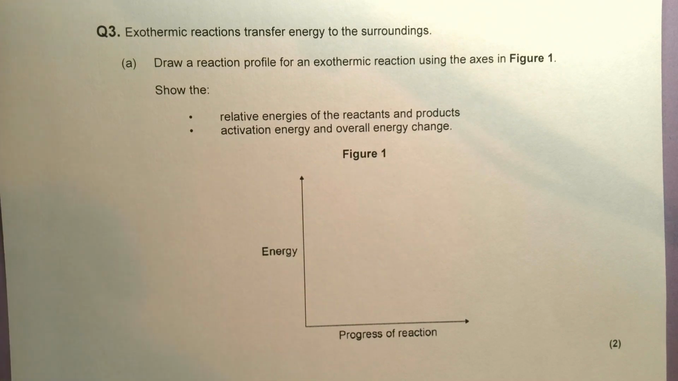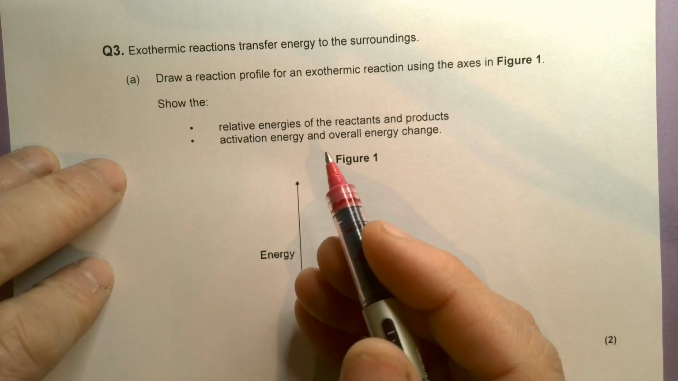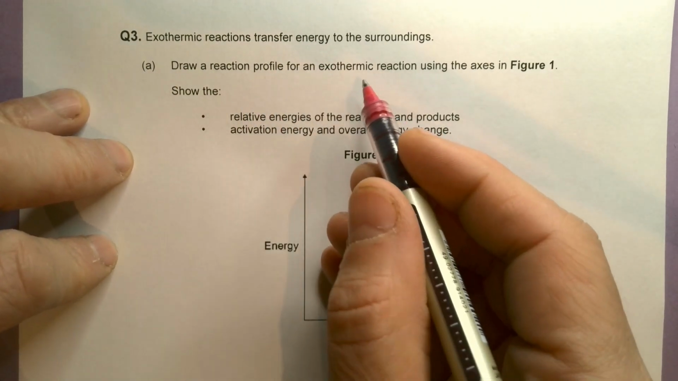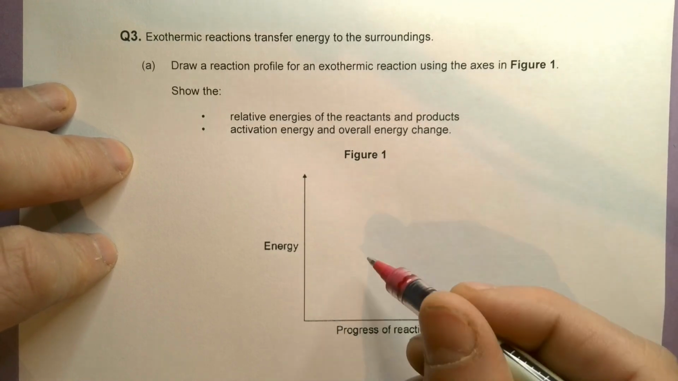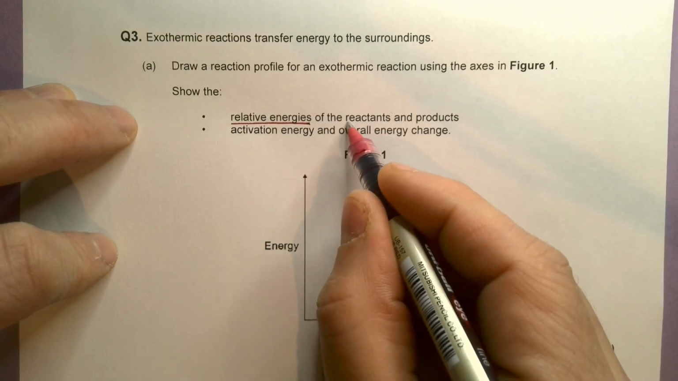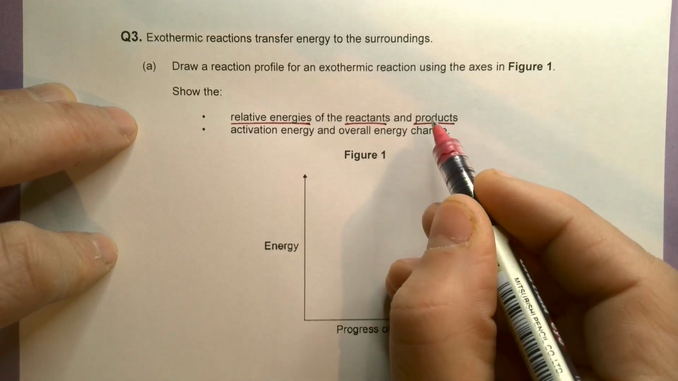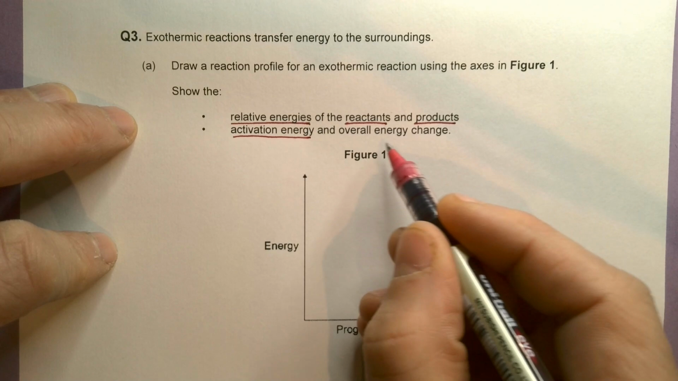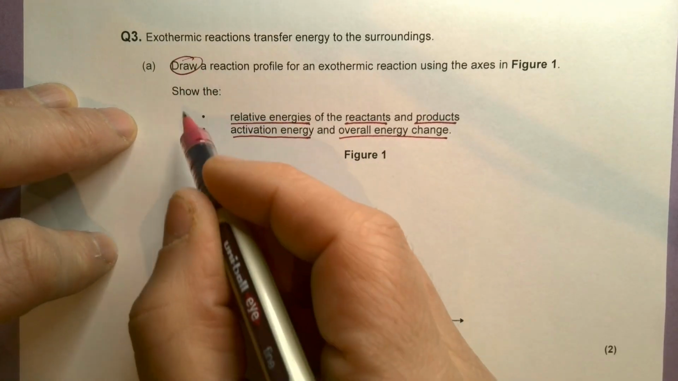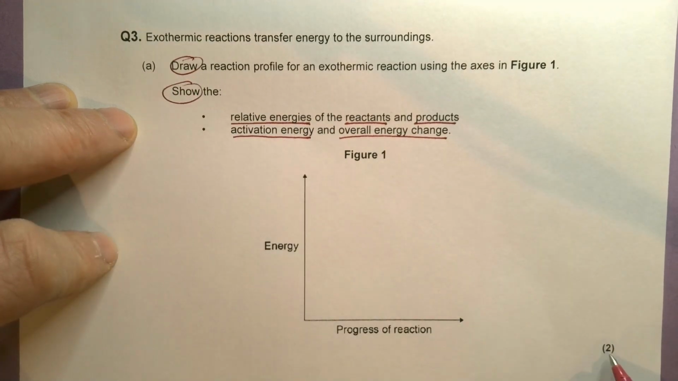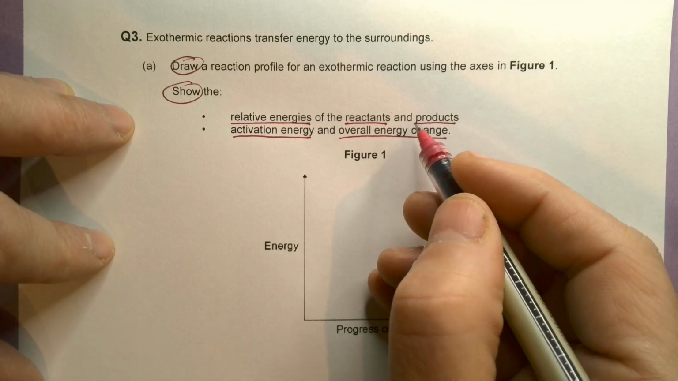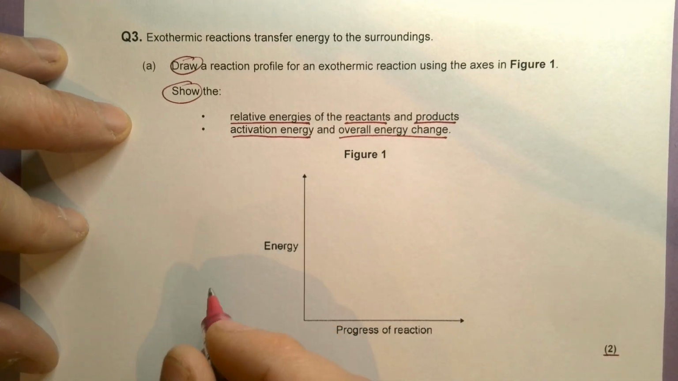Question 3. Exothermic reactions transfer energy to the surroundings. Draw a reaction profile for an exothermic reaction using the axes in figure 1. Show the relative energies of the reactants and the products, and the activation energy and the overall energy change. Okay, so I have to draw that, I have to show these. It's worth 2 marks.